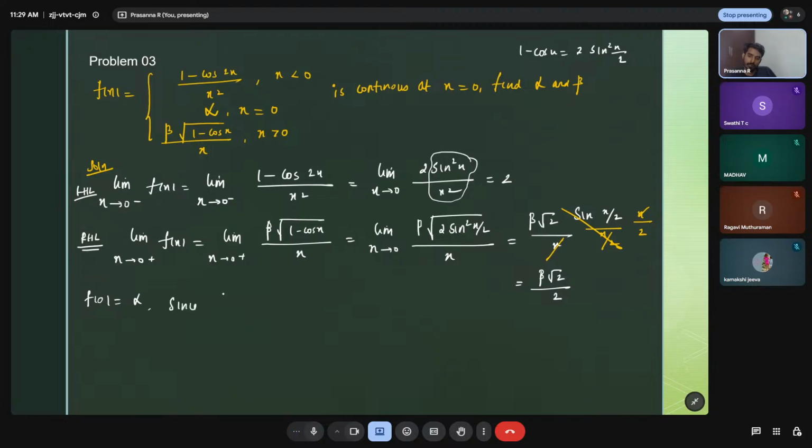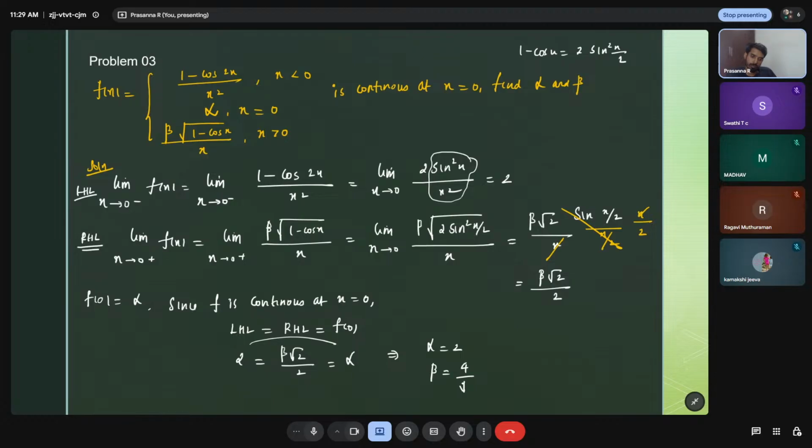So since f is continuous at x equal to 0, your LHL is equal to RHL is equal to function value. So my LHL is 2, RHL is beta root 2 by 2, and function value is alpha. That means alpha value is 2, right? Alpha value is 2, beta value is 4 by root 2. So these are the values of alpha and beta. On to problem number 4.